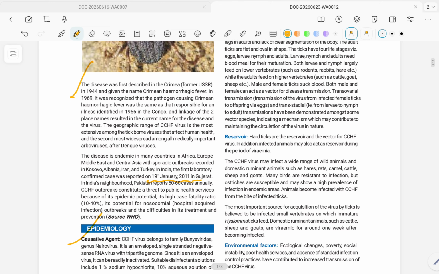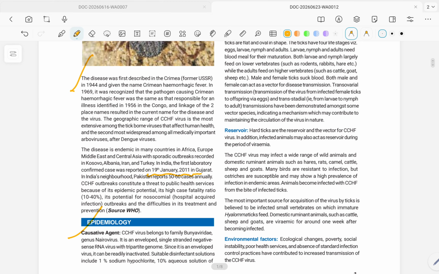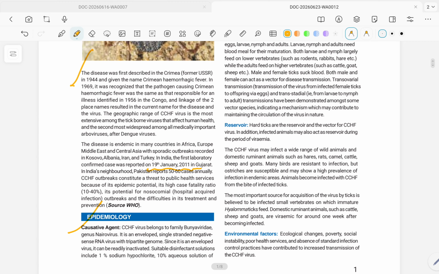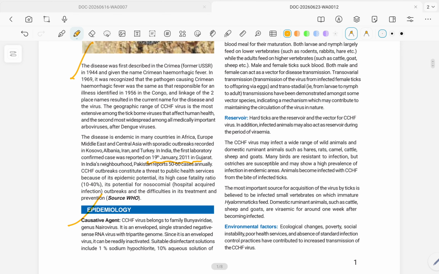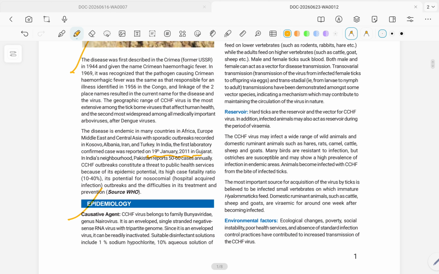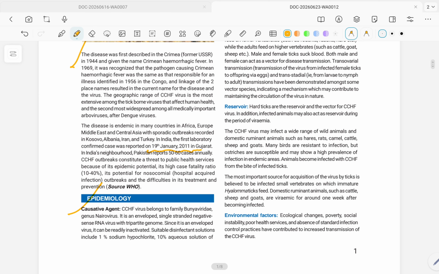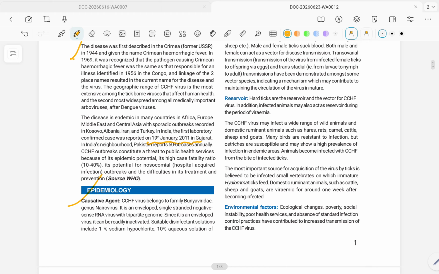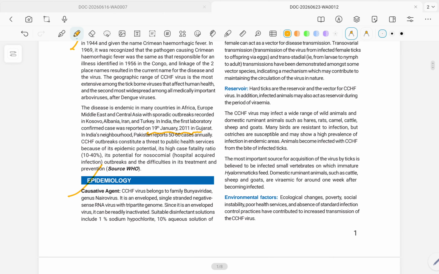Male and female ticks suck blood. Both male and female can act as a vector for disease transmission. Trans-ovarian transmission of the virus occurs from infected female tick to offspring via egg. Transstadial transmission, i.e. from larva to nymph to adult, has been demonstrated among some vector species, indicating a mechanism which may contribute to maintaining the circulation of the virus in nature.